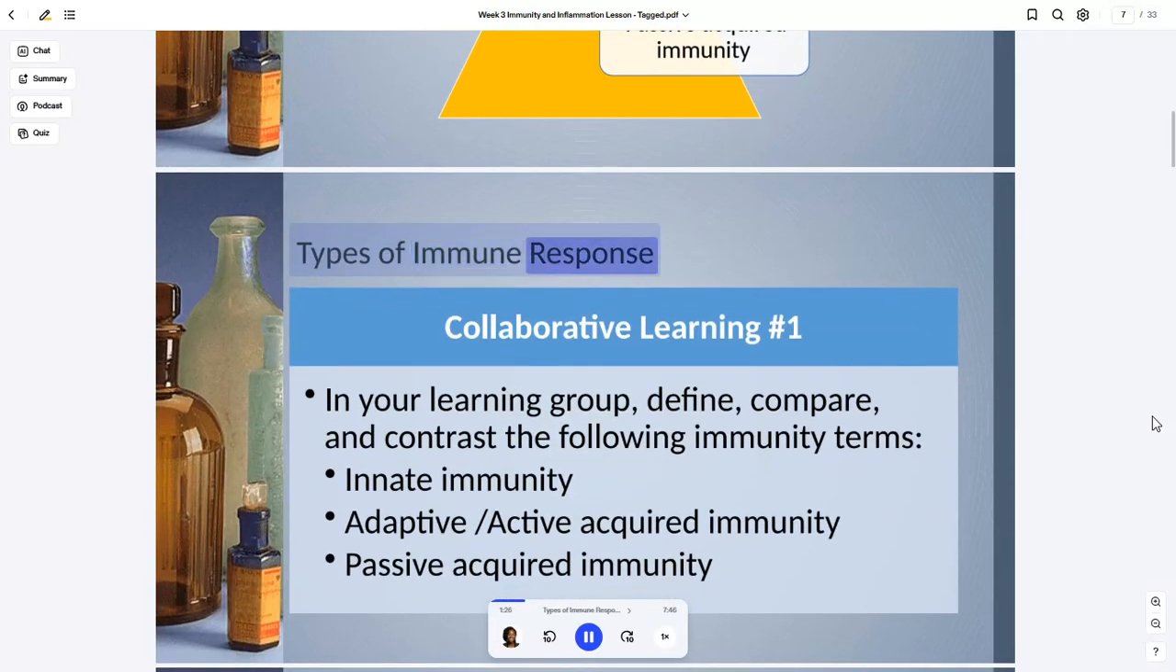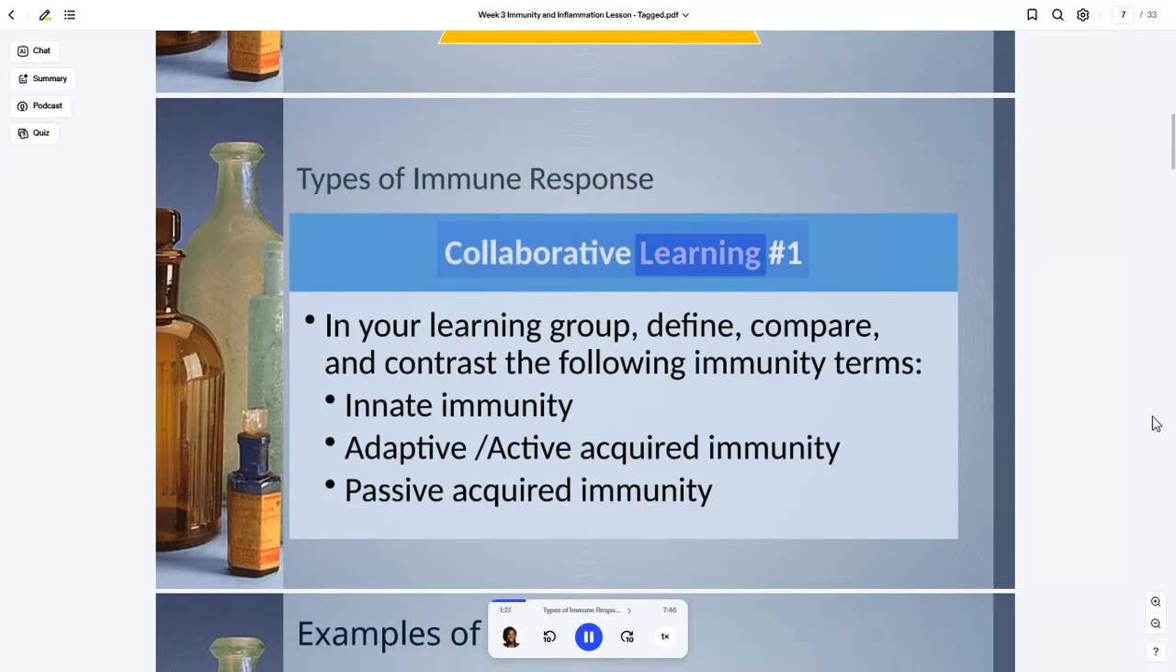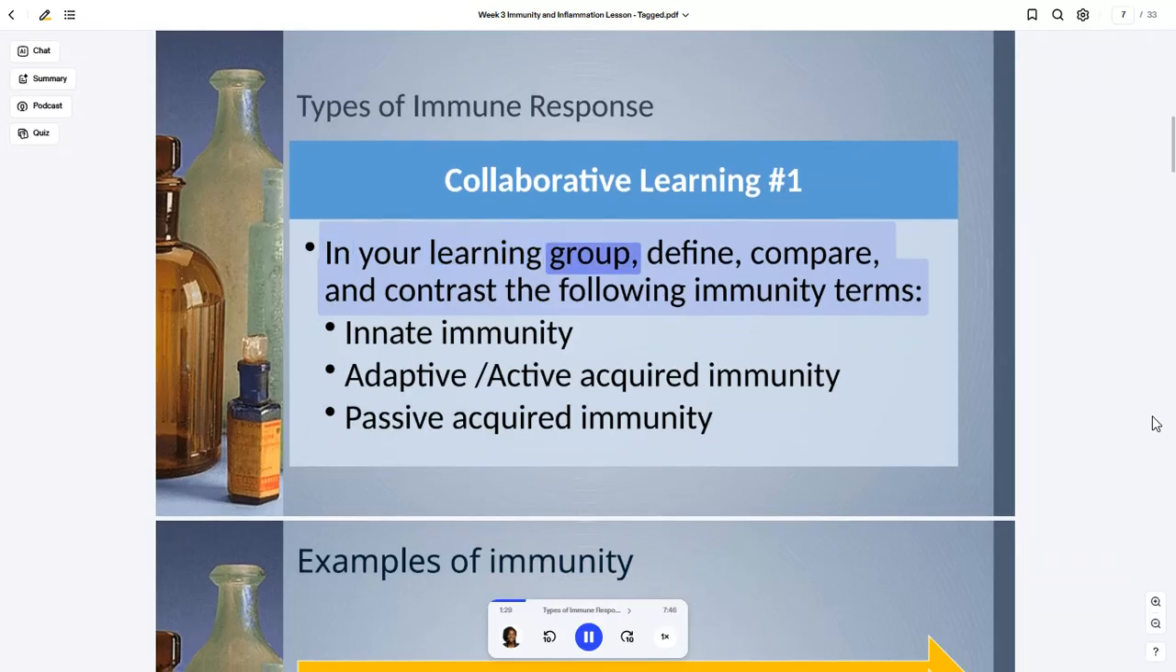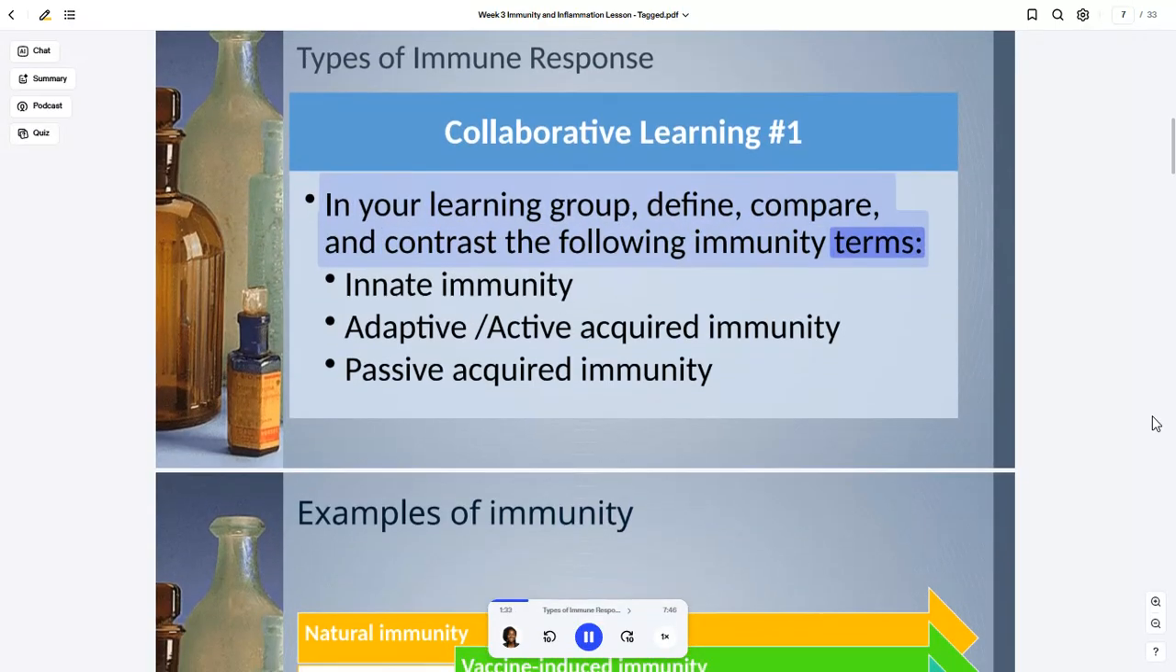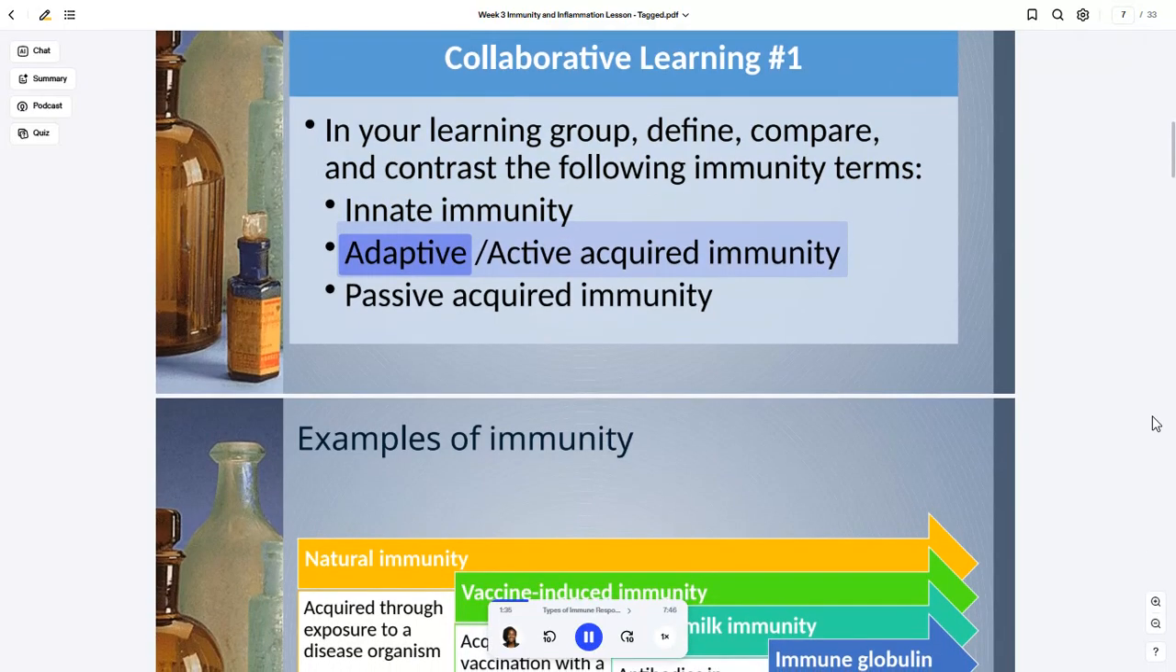Types of immune response. Collaborative learning #1. In your learning group, define, compare, and contrast the following immunity terms: innate immunity, adaptive active acquired immunity, passive acquired immunity.